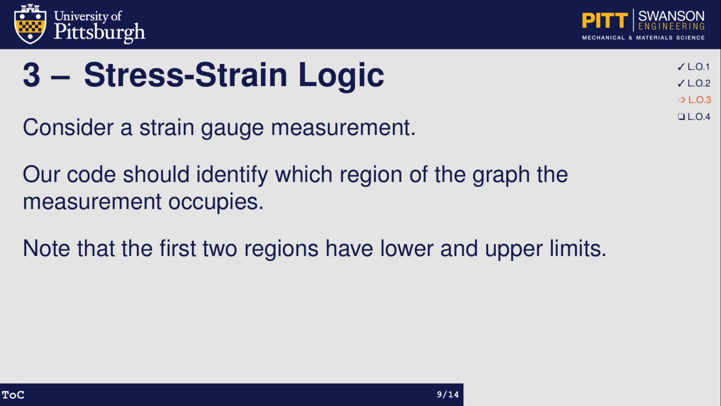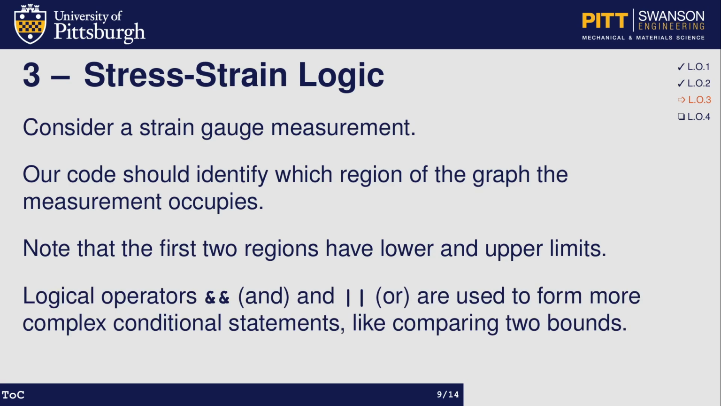Note that the first two regions, meaning between 0 and the elastic limit and between the elastic limit and the yield point, both have lower and upper limits. The logical operators double ampersand, which represents the AND operation, and the double pipe, which represents the OR operation, are used to form more complex conditional statements like comparing two bounds, which is useful here.